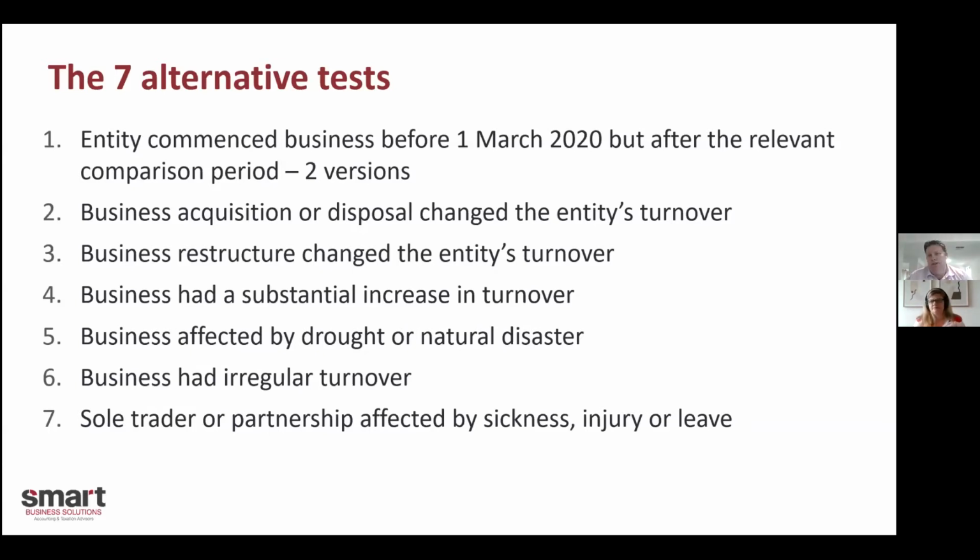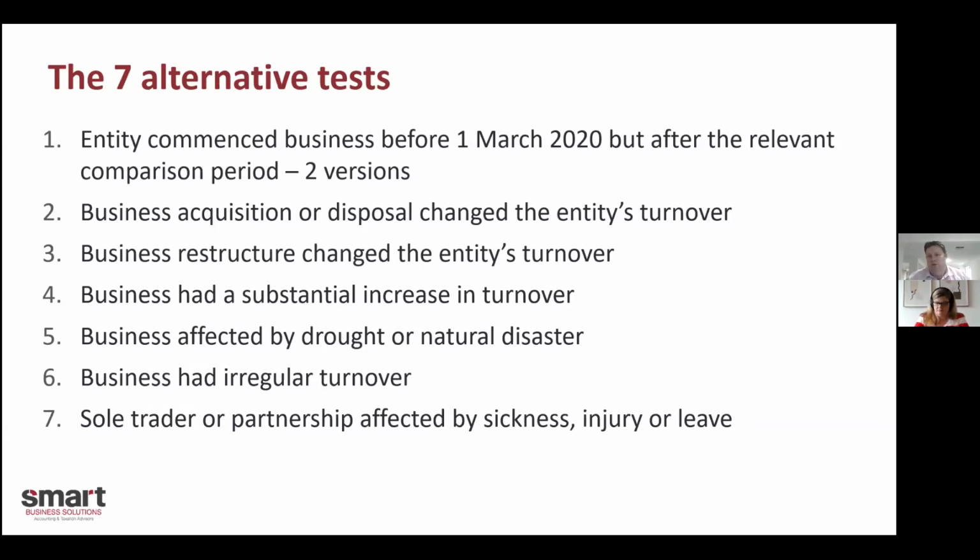In most of these alternative tests, there is what I'm calling a two-step process. So the first is, do you pass the test to be able to use an alternative test? If the answer to that is yes, then you move into step two, where you're basically using your test period, be it September or December quarter, and you're changing the comparison period that you're comparing it to. So rather than comparing September to September, the alternative test should allow you to compare your September test period to another period, depending on which test you use. So there's two parts to it. You still have to show at some point a reduction of the relevant rate.